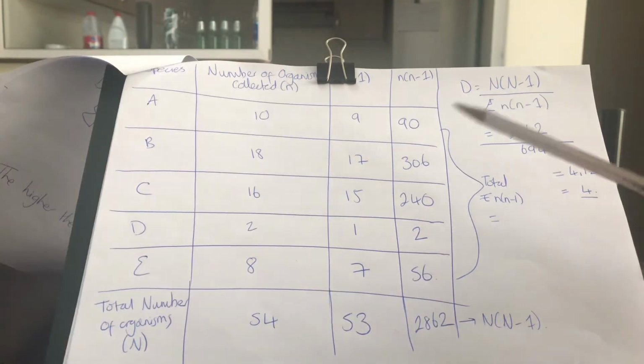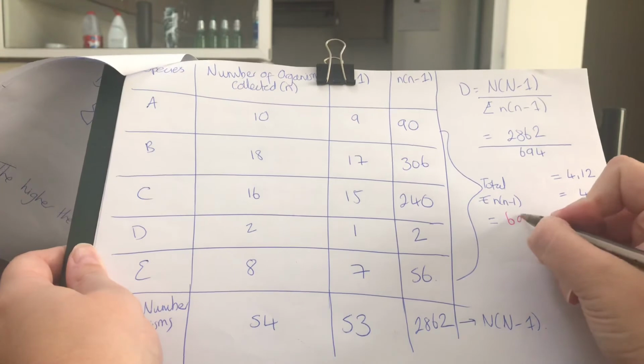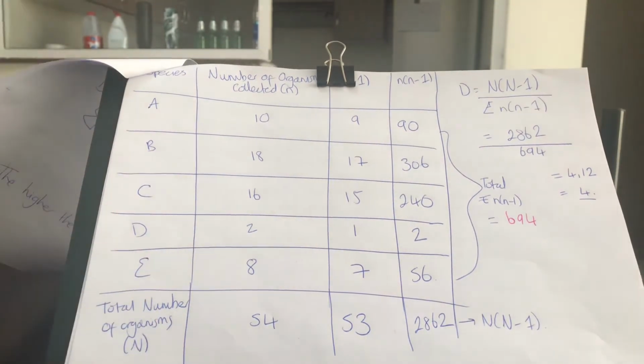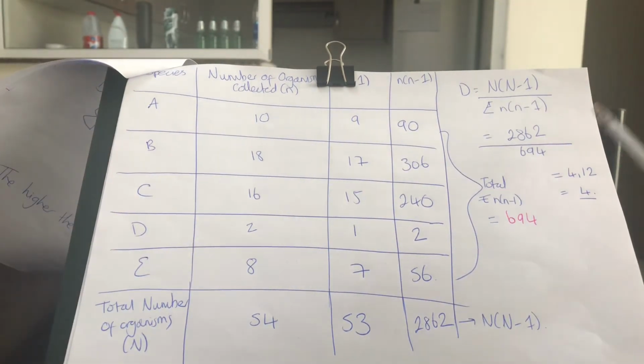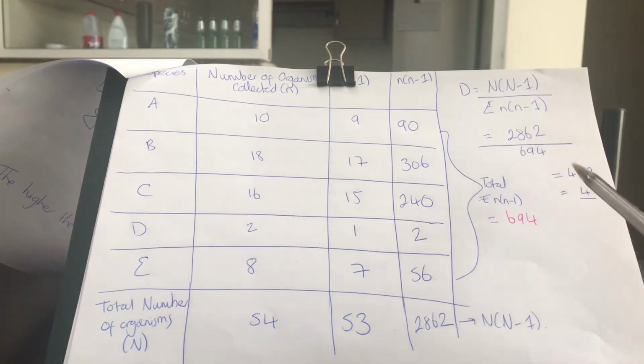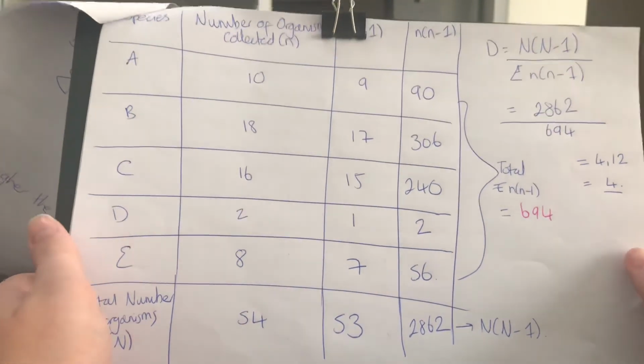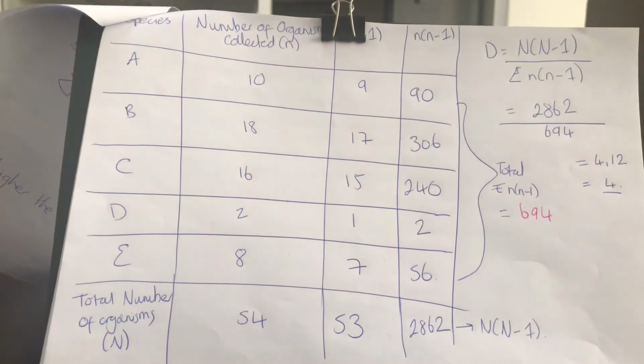Okay, so when I add all of those up, I should get 694, which I will just fill in there for you, or you should have got 694. So then I'm finally going to do 2,862 divided by 694 to give me an answer of 4.12. Possibly 4. You can leave it as a decimal. I just rounded it out of habit, to be perfectly honest with you. But yeah, you can leave it as 4.12.